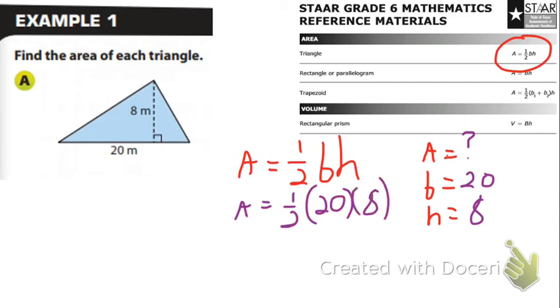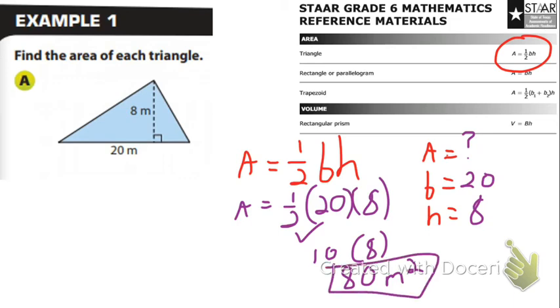My suggestion is to identify the largest even number and halve it. Half of 20 is 10, times 8 is 80. Our units were meters. We're working with area, so our units are going to be squared. So the area is 80 meters squared.